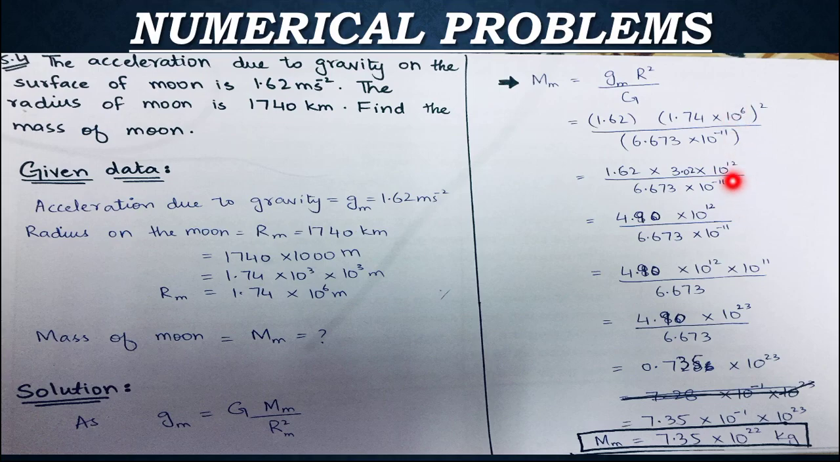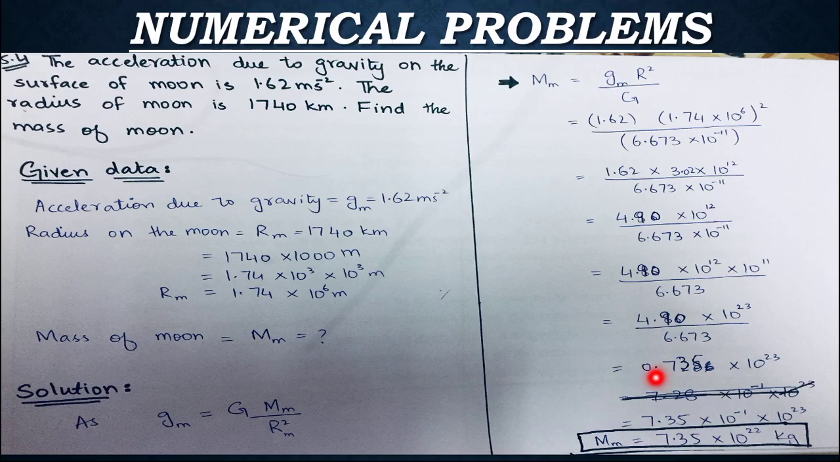By taking the square, it will be 3.02 multiplied by 10 raised to the power 12. Now multiplying 3.02 by 1.62, it will be 4.90. And if I shift the value in the denominator, that is 10 raised to the power minus 11, to the numerator, it will be 10 raised to the power plus 11. Now bases are the same, powers will be added, 10 raised to the power 23. 4.90 divided by 6.673 will be 0.735.